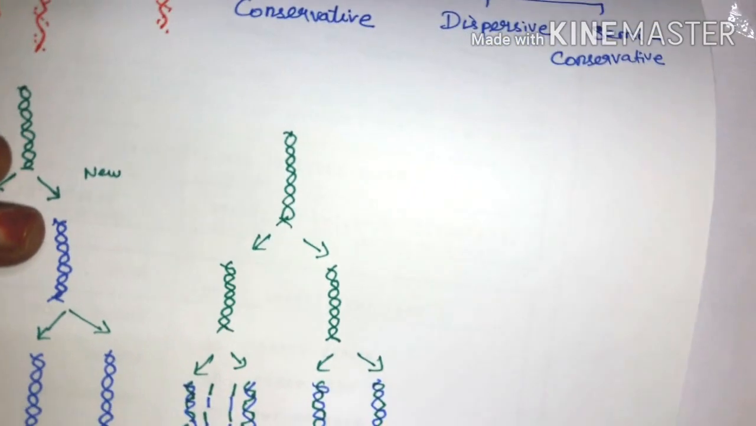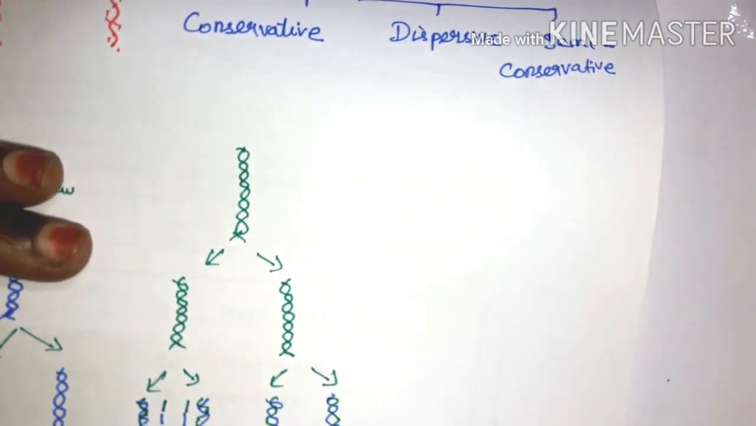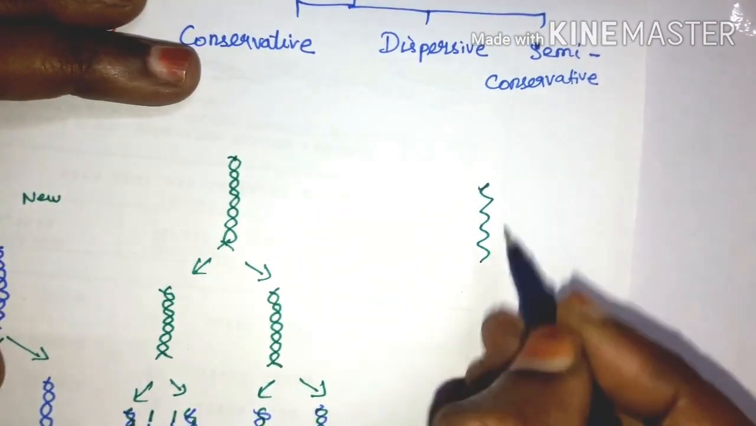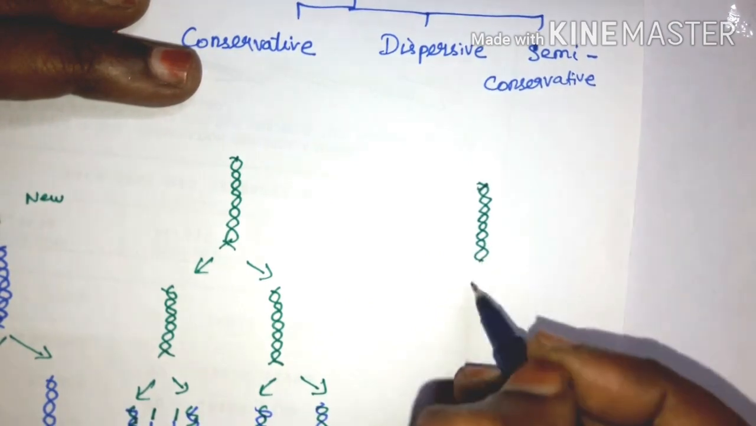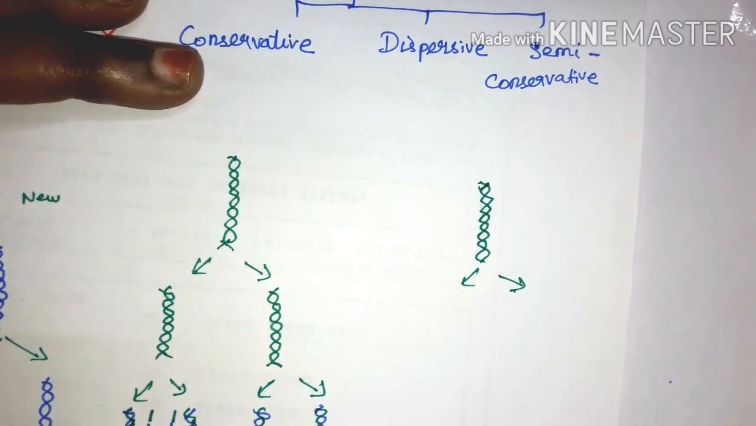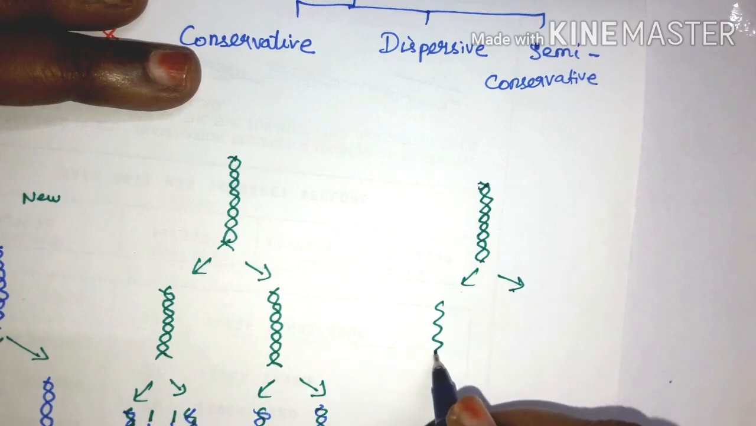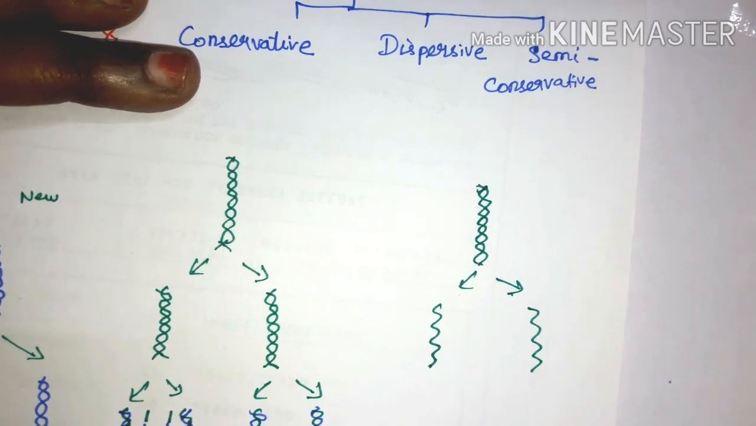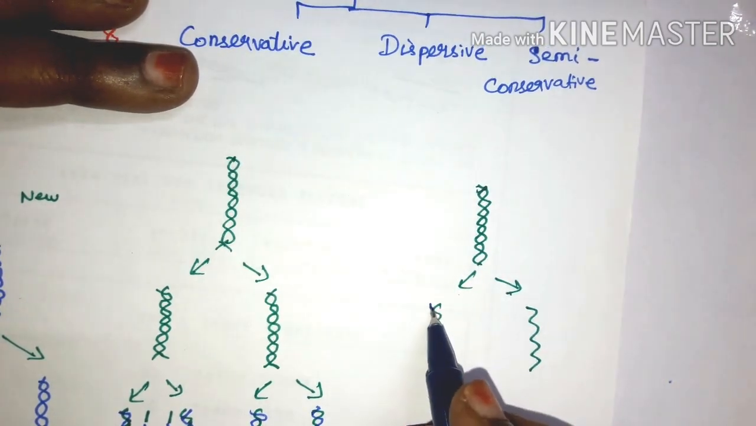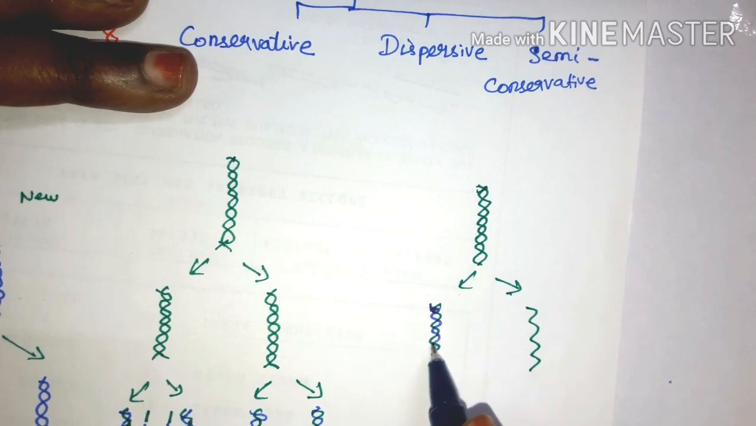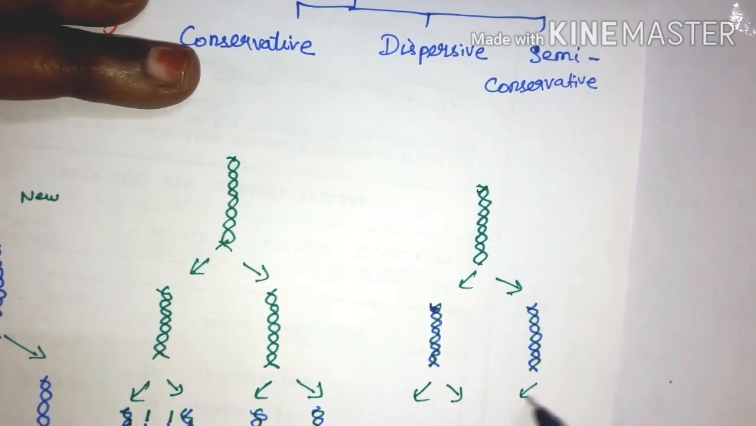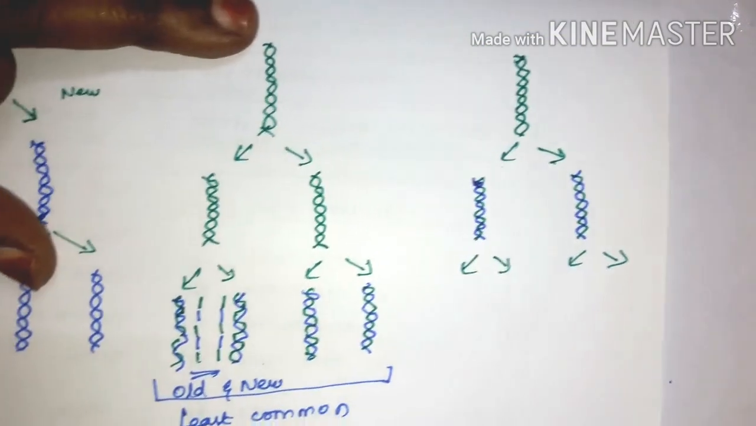So the next one is semi-conservative. In this case, let's have the old, or else the parental DNA, like this. It is split into two. It is having one old strand. Here also it is having one old strand, but with one more strand combined here, that is the new strand.